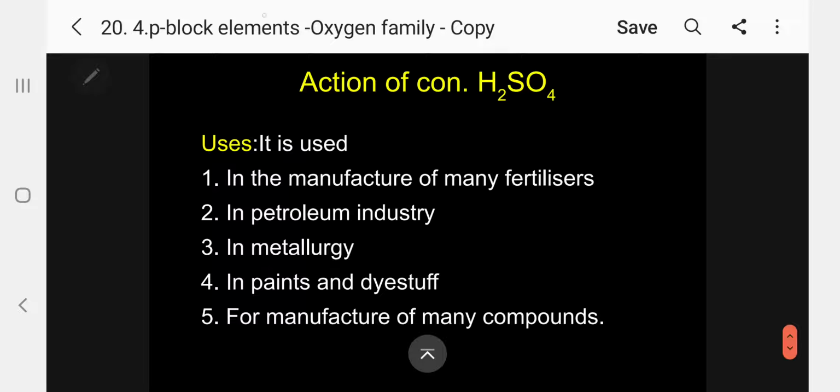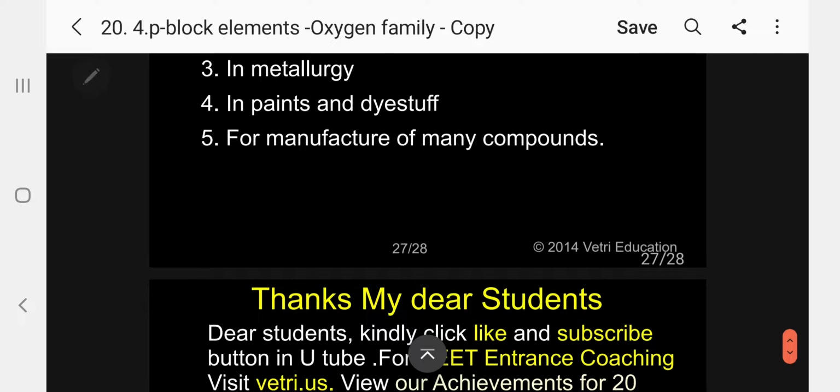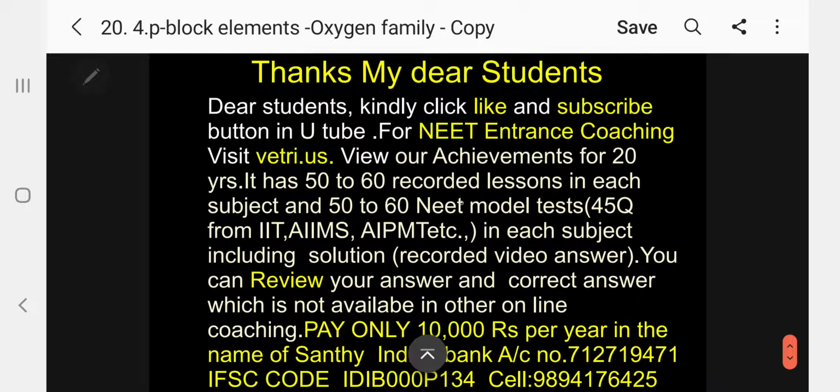Kindly follow. Coming to uses, it is used in the manufacture of many fertilizers. It is used in the petroleum industry. It is also used in metallurgy. It is used in paints and dye stuff. It is also used for manufacture of many organic and inorganic compounds in the laboratory. Kindly follow. So this is a very, very important chapter. I hope I can come to the conclusion.